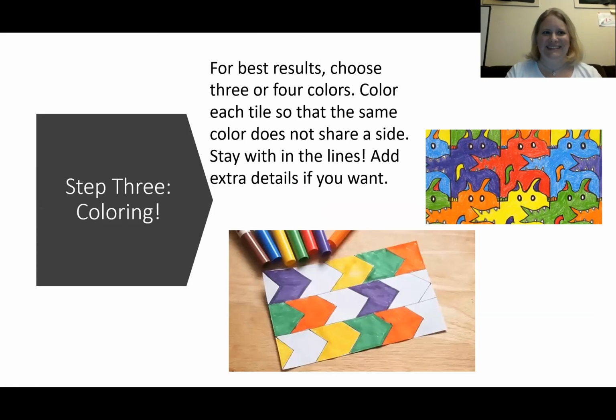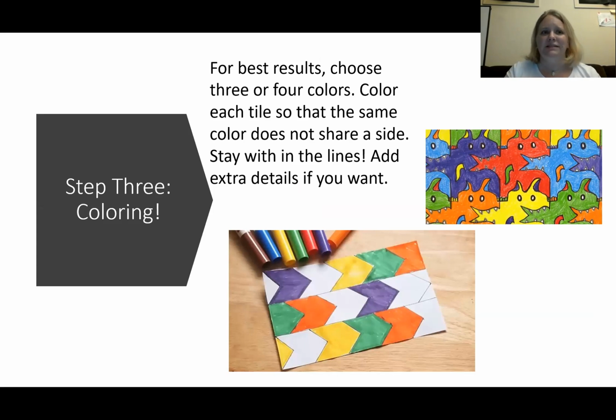All right, next step, coloring. So we're going to color our tessellation now. Now, my suggestion to you on this is it's best to choose 3 to 4 colors. If you want to choose more than that, go for it. But the idea is that the tessellation next to each tessellation should not be the same color. So you want to create something where no sides share the same color.